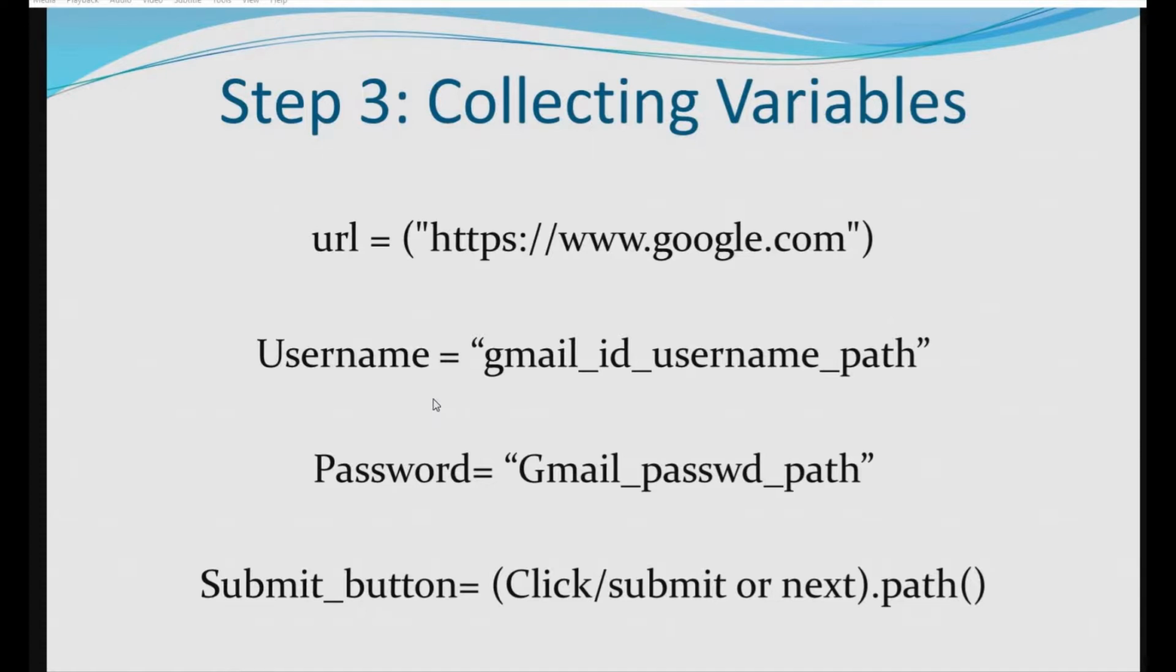We need 4 variables. The one is the URL from the HTML. We need the username, also the path of it on the HTML. We need the password, and we need the submit button. The other one is going to be a click on next or submit, but we still need to get the path.